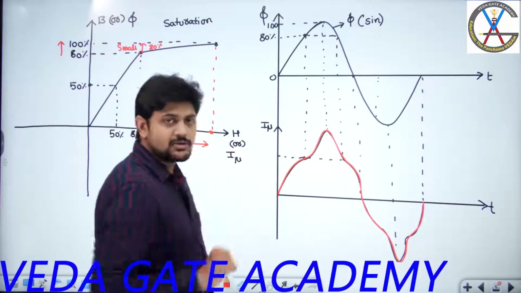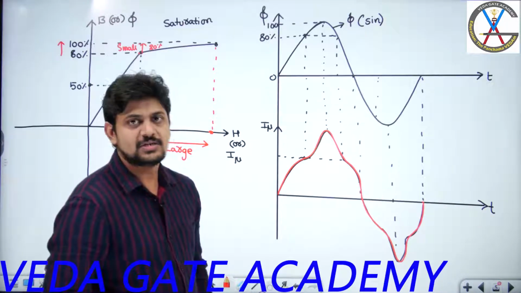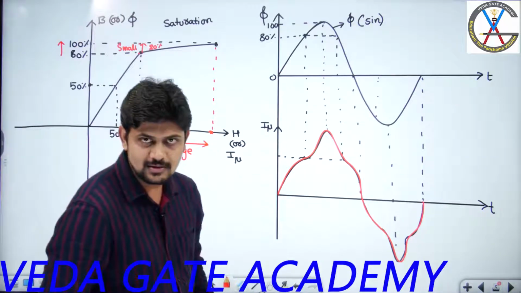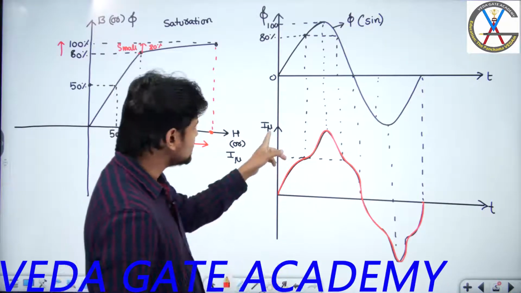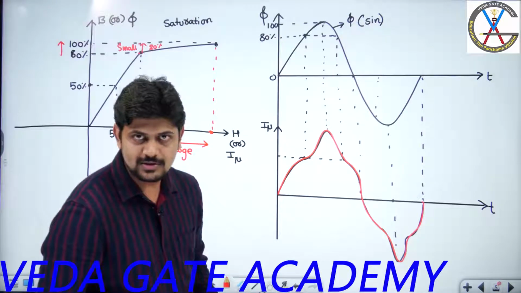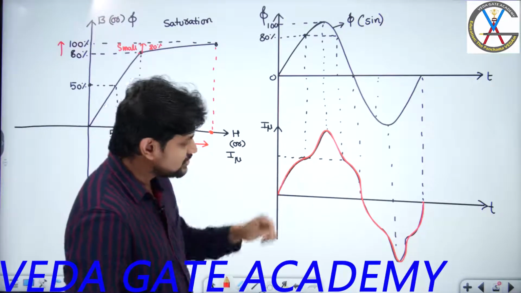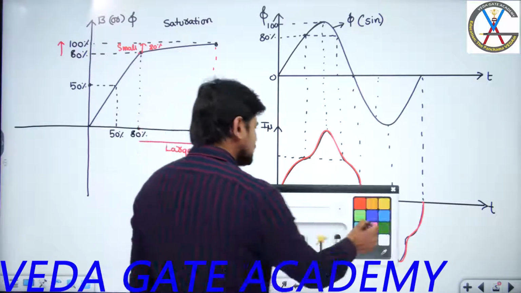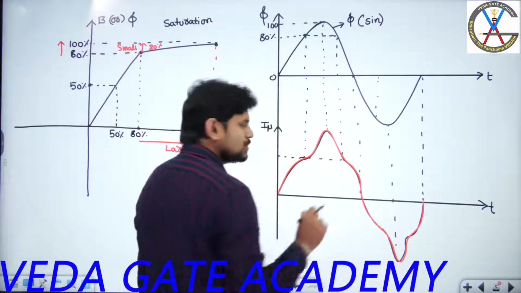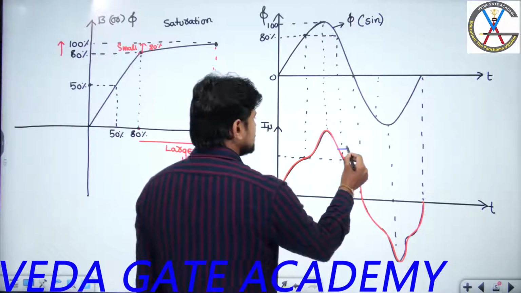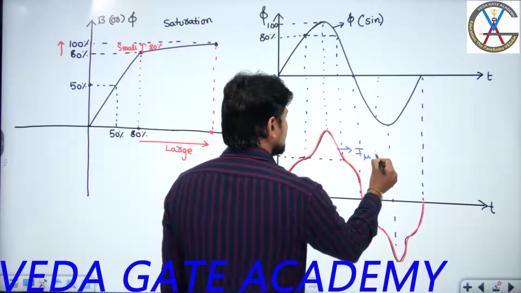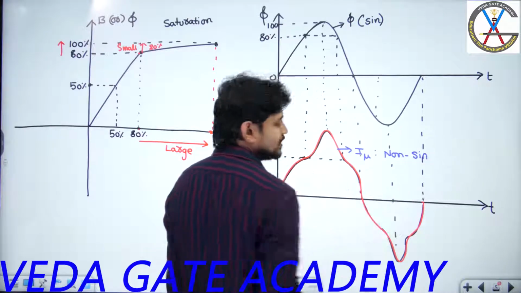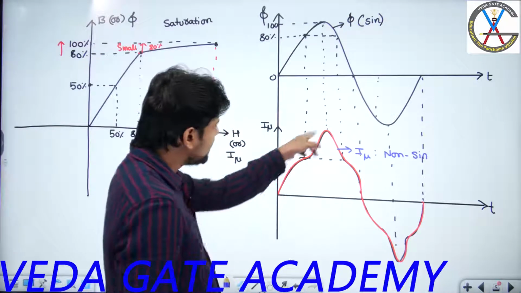The conclusion from this discussion is, in order to produce a sinusoidal flux, the magnetizing current drawn by the transformer from the supply, is it non-sinusoidal or sinusoidal? It is non-sinusoidal. This is one of the very important conclusions you must remember. So the shape of this I mu is a non-sinusoidal shape.